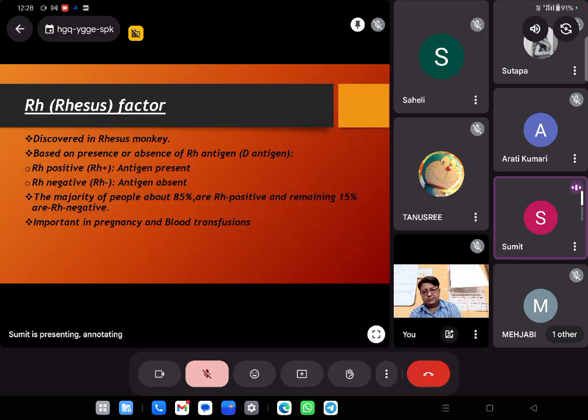Besides the ABO system, there is another important element called the RH factor. Discovered in rhesus monkeys, based on presence or absence of RH antigen, D antigen. The majority of people, about 85%, are RH positive and the remaining 15% are RH negative. Important in pregnancy and blood transfusions.